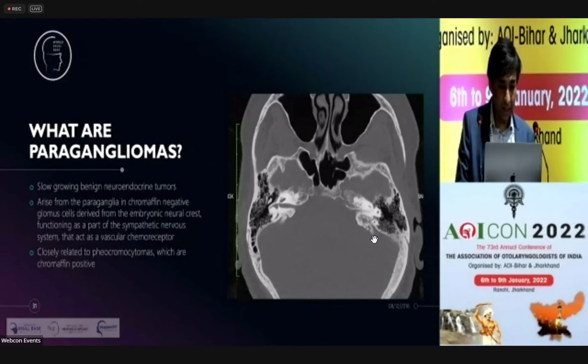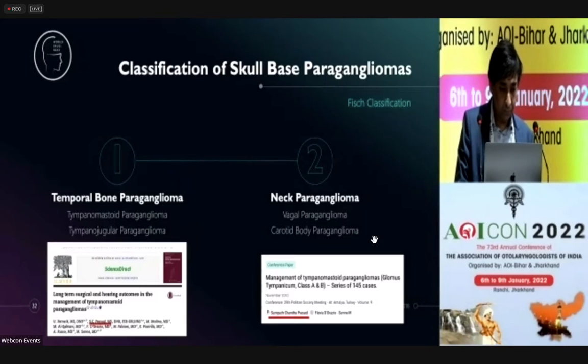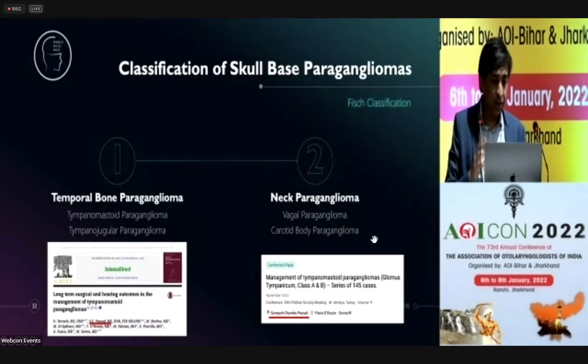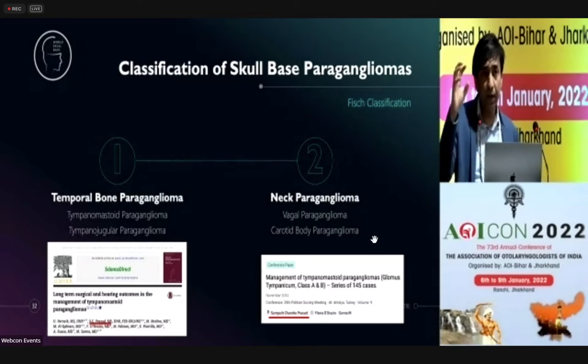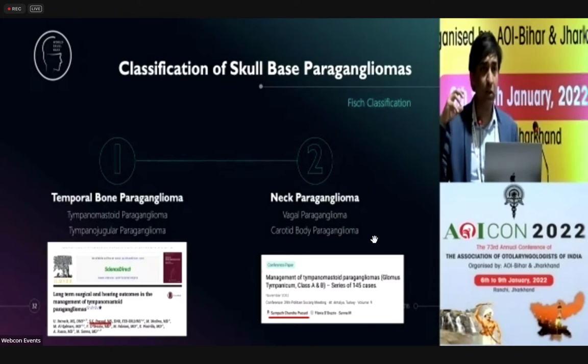So now, classification. We know that the skull-base paragangliomas are divided primarily into temporal bone paragangliomas and neck paragangliomas. Temporal bone paragangliomas are further divided into tympanomastoid paragangliomas, which are what we call glomus tympanicums. Again, glomus is a misnomer.